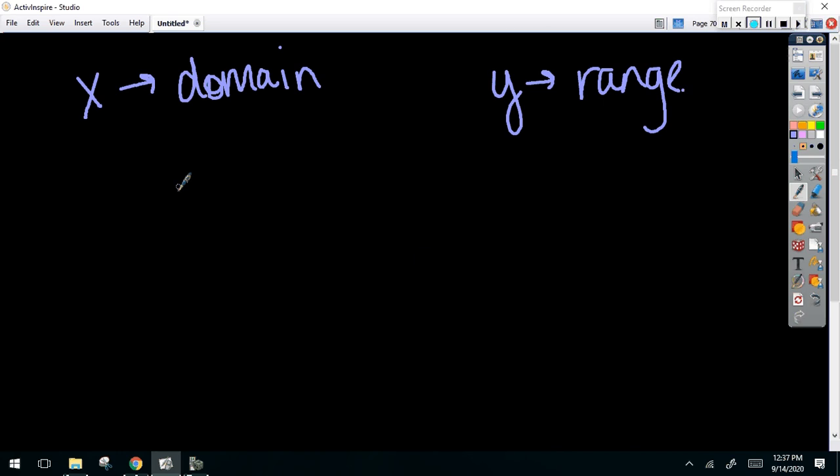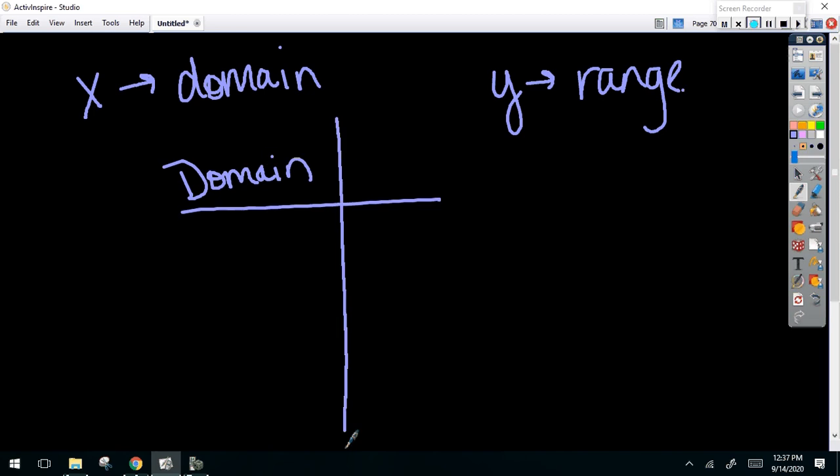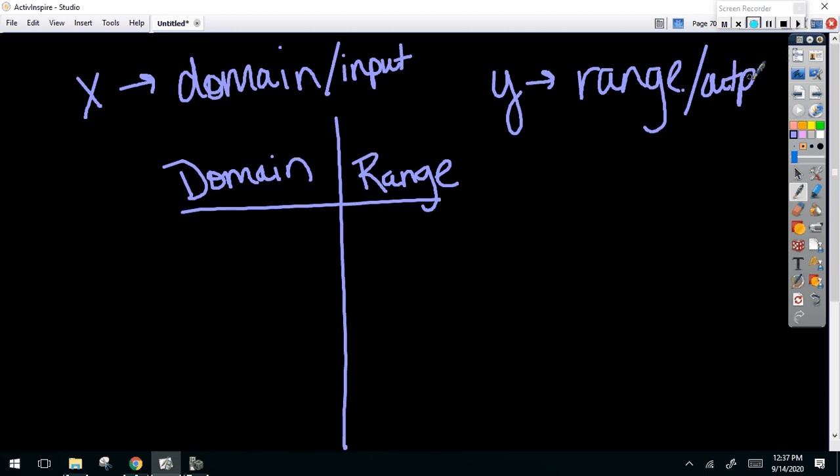So, you might see something. This might say input, output. Okay, domain. We also say input, right? Range, we also say output. You might see a T-chart that says XY. You might see one that says input, output. You might see one that says domain, range. Understand, this is all doing the same thing, okay?